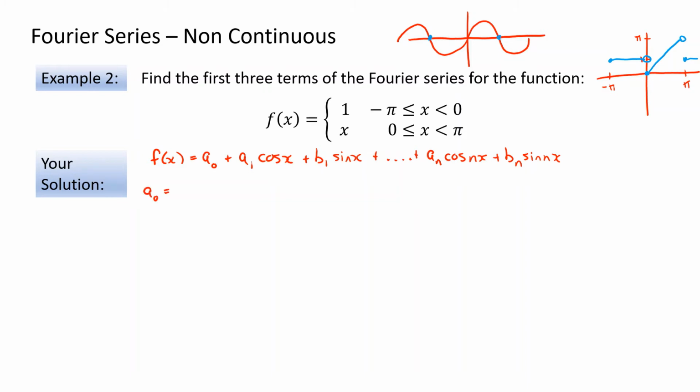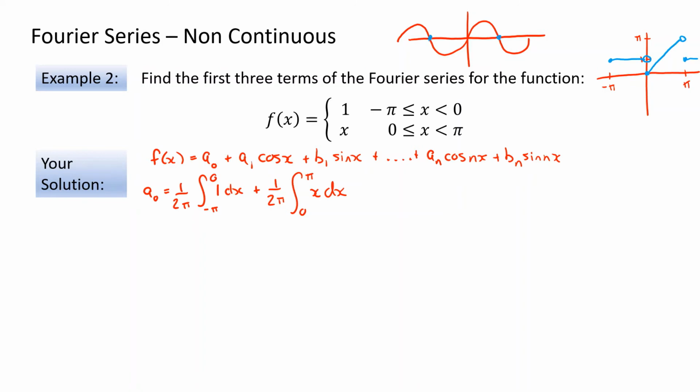remember, we have two separate integrals here because our function is non-continuous. So what we end up with is 1 over 2 pi, that doesn't change. Our first integral is the integral from negative pi to 0 of f of x dx. F of x for this interval is 1, so we're left with just 1 times dx, plus our second integral, which is 1 over 2 pi times the integral from 0 to pi of the second half of the function, which is x dx.